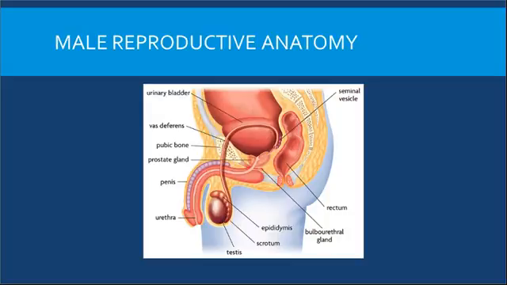The epididymis is a comma-shaped structure that lies along the top and kind of behind the testes. Sperm mature within the epididymis and they're stored there. And then the sperm will leave the epididymis and pass into the vas deferens.